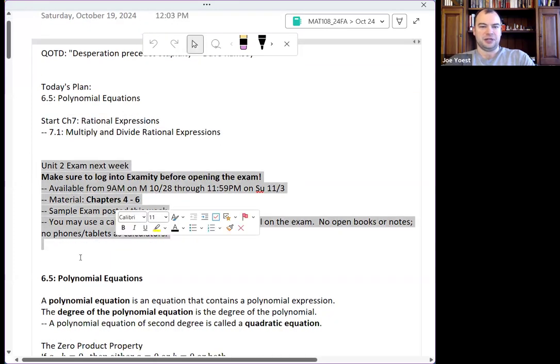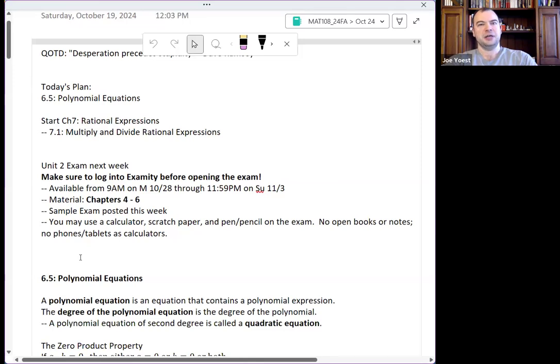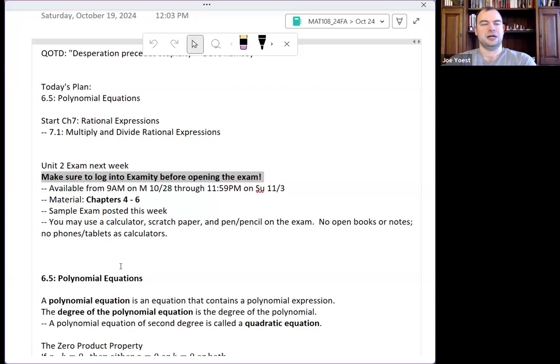And just a quick announcement, the Unit 2 exam is this coming week. I'll remind you next week as well. Just make sure that you have done the Examity stuff, have done the Examity practice exam, logged onto Examity from Blackboard, created an account, all of that kind of stuff, just to make sure that all the tech is working properly.